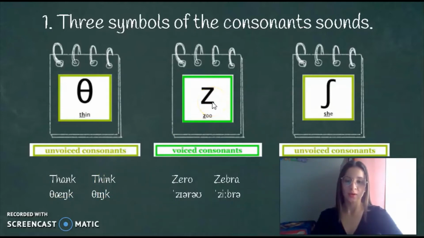The other symbol is z. The pronunciation of this word is sun. This symbol is a voiced consonant. The pronunciation of this word is zero, and this word is zebra.